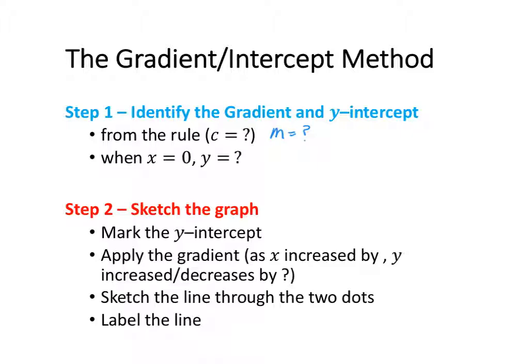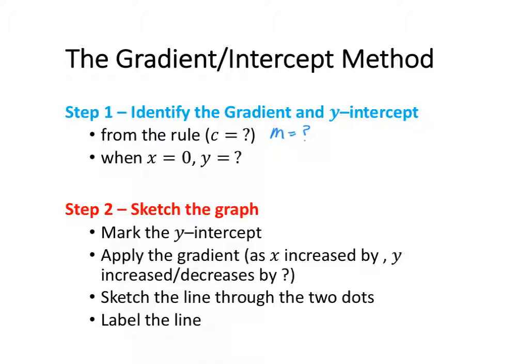Once I've found the value of the gradient and the y-intercept, my next step is to sketch the graph. This is done by starting off by marking the y-intercept onto the Cartesian plane and then applying the gradient. Remember, the gradient is as x is increased by 1, y is increased or decreased by the gradient. I can do that to mark a second point. Once I've marked that second dot, I can sketch the line through those two dots to form a straight line and then finish off by labeling that line with the rule from the question.